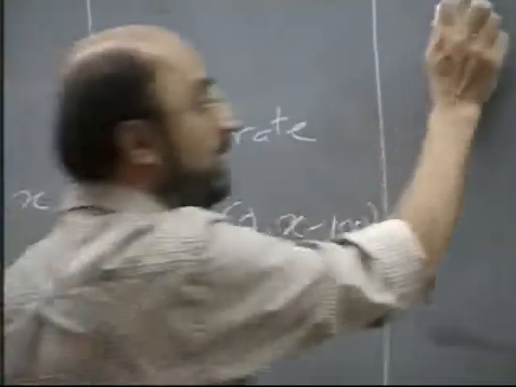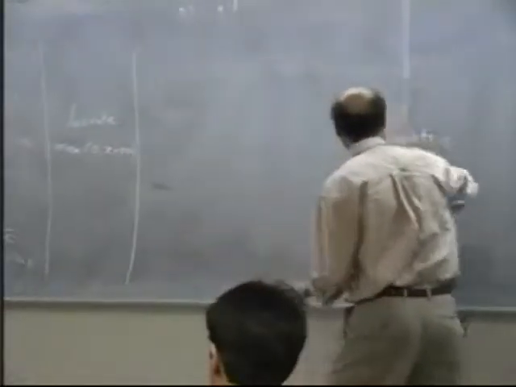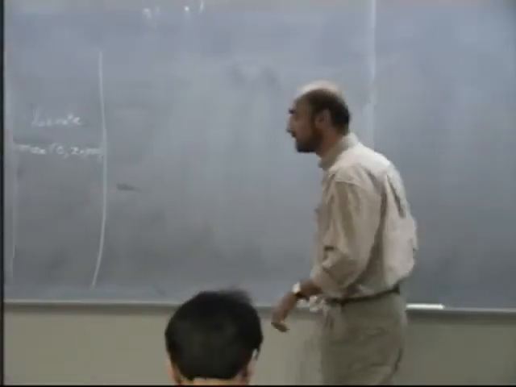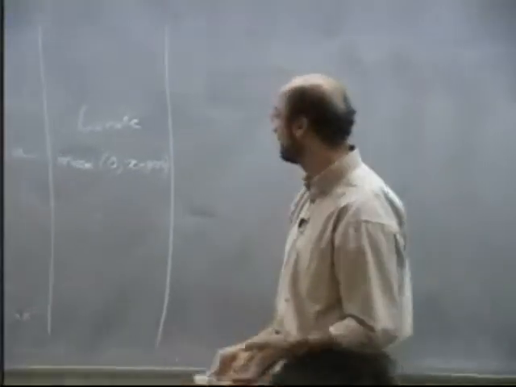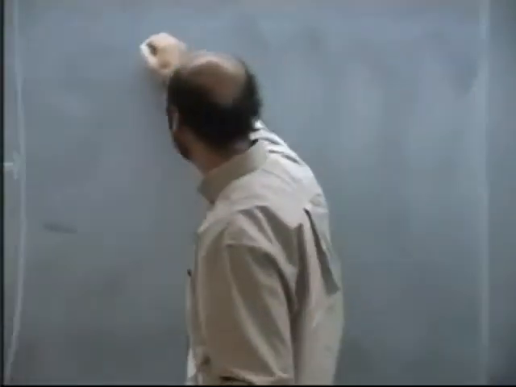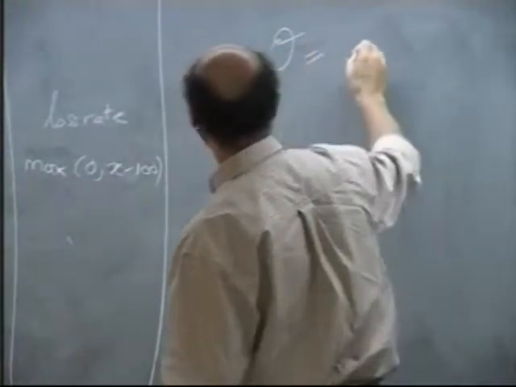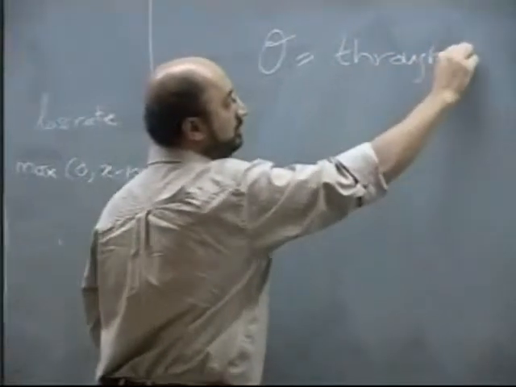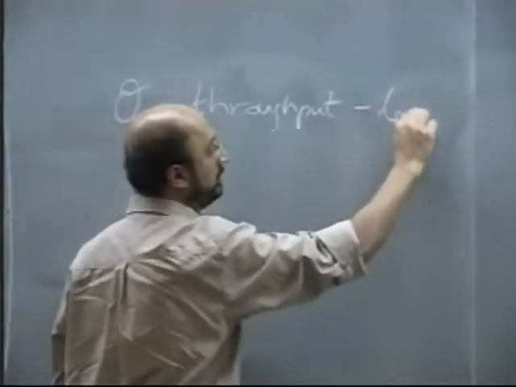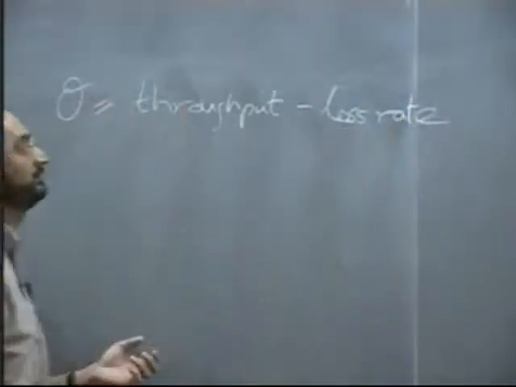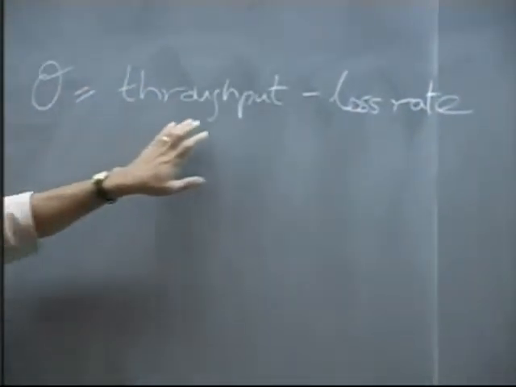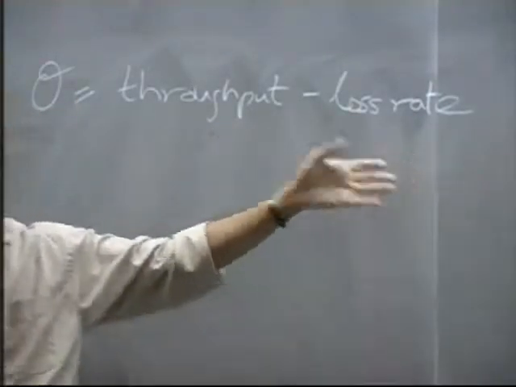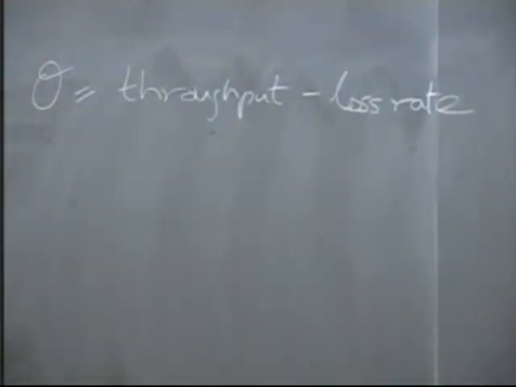So now we are in a position to define the objective function. Right now the objective function is undefined. I just said I don't want to lose too much, and I want to carry as much as possible. So I have to make that more precise. One possible objective function is O equals throughput minus the loss rate. So O increases as your throughput increases, and O goes down as your loss rate increases. This is a simple linear thing, which is all we need.